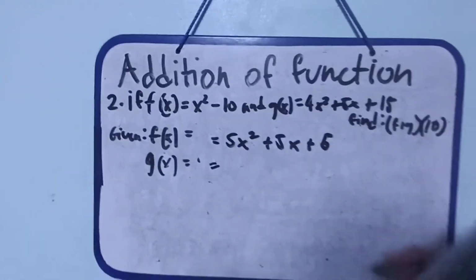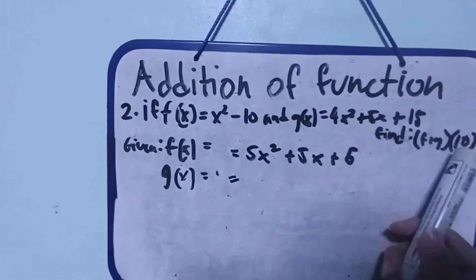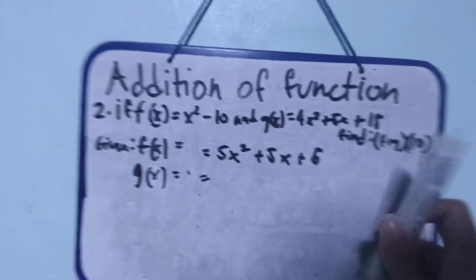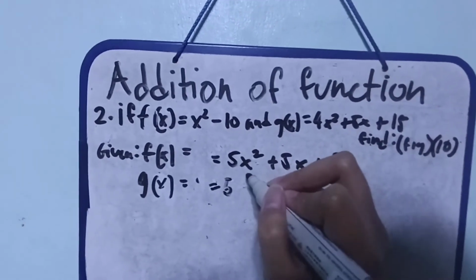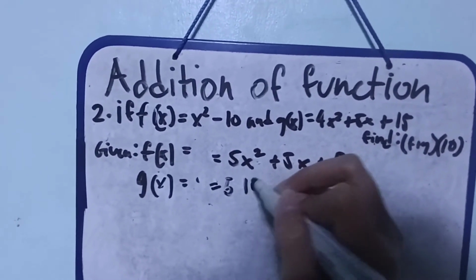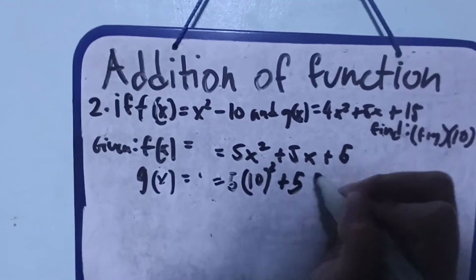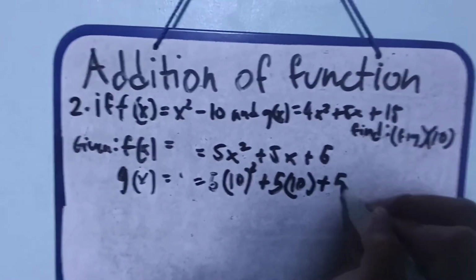Now, we will find the value at x. All we have to do here is replace x with 10, like this: 5, and for x, replace it with 10, raised to the power of 2, plus 5x again. That means we replace it with 10, plus 5.